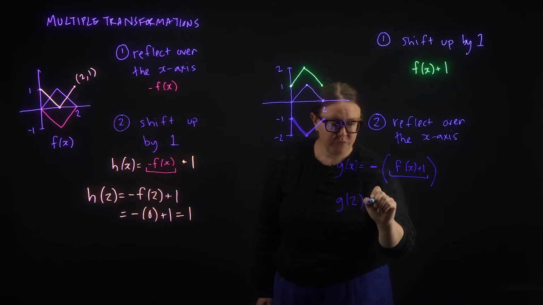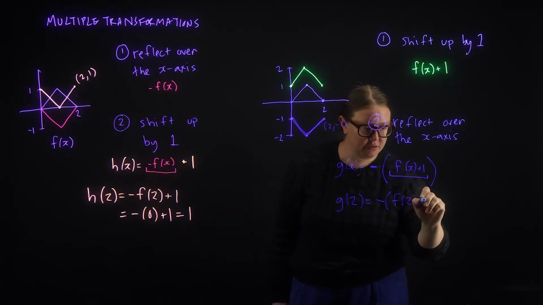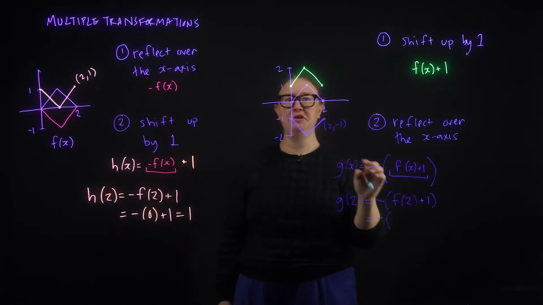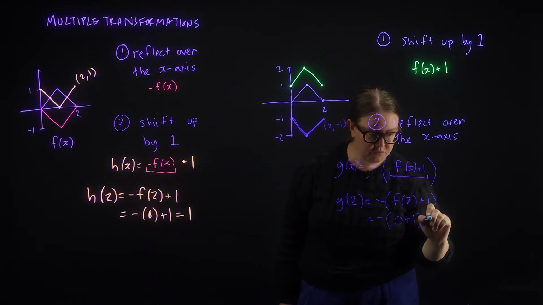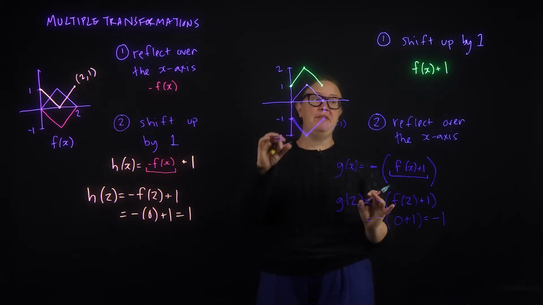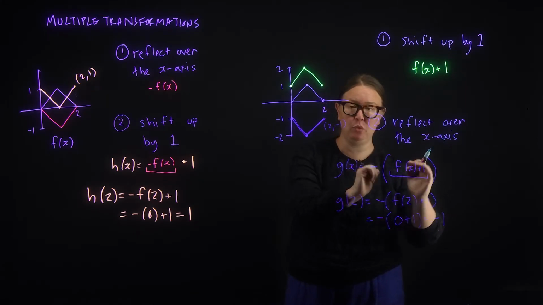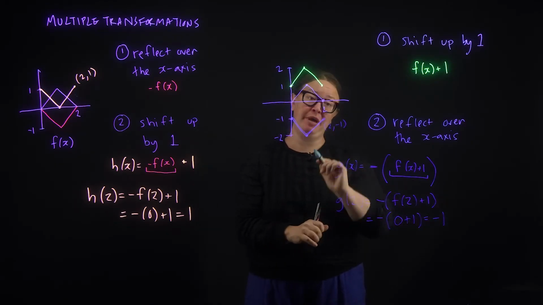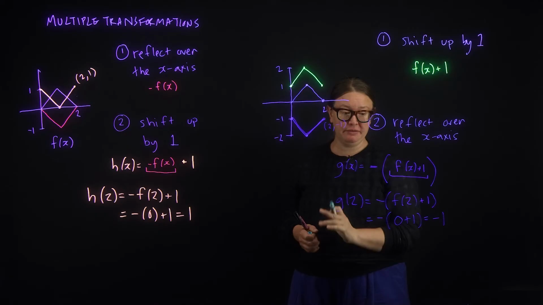g of 2 is equal to negative. Plugging 2 into g means plugging 2 in everywhere I see x, plus 1. So that's negative. f of 2 is still 0. This is my original f of x. And so this is equal to -1. So this was a check that my symbolic conclusion that g of x was negative of the quantity f of x plus 1 matched what I concluded graphically. So I plugged in the input 2 and I checked that I got the output I expected, which was -1. So this is a helpful way to check that my symbolic conclusions are correct.